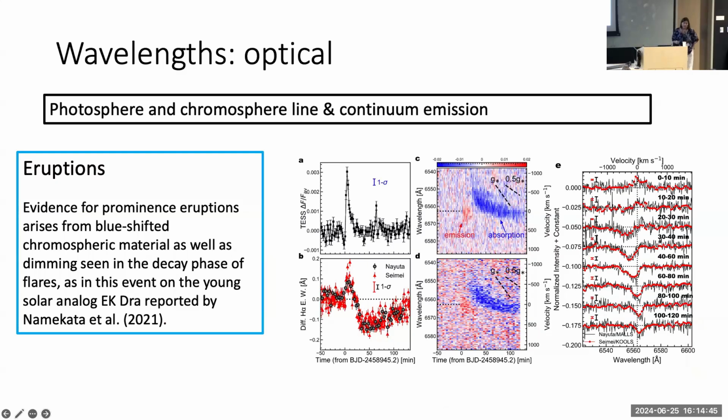And this figure has already been shown several times, so I don't need to go into it in a huge amount of detail, but it has been used as evidence for prominence eruptions, where you can see blue shifted chromospheric material as well as dimming in the decay phase of flares. And so again, this is chromosphere and photospheric emission, but you're looking at something getting in the way of the flare, and that is used as evidence for eruptions.